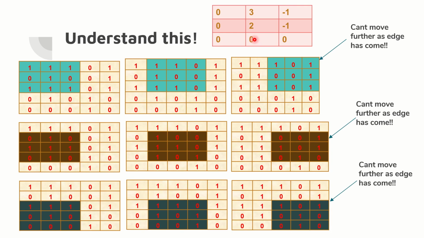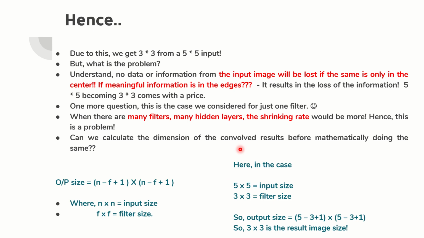Now let me go back to this picture. I am focusing only on the center. In that case, I have no problem. But if there is some important information which is also available here, at one stage it will get curtailed, and we will start shrinking the information and losing the value of the image.